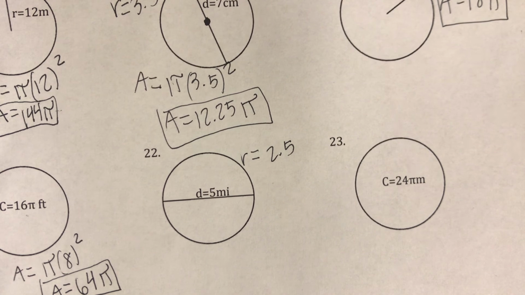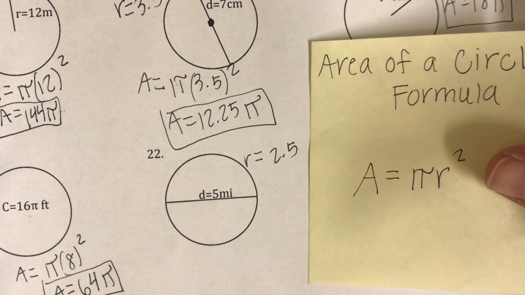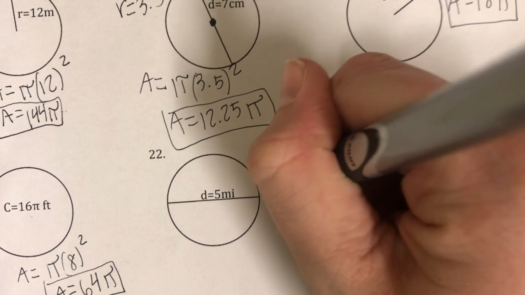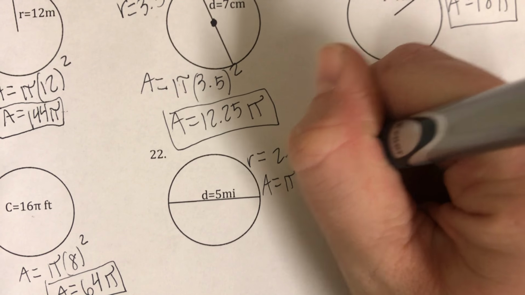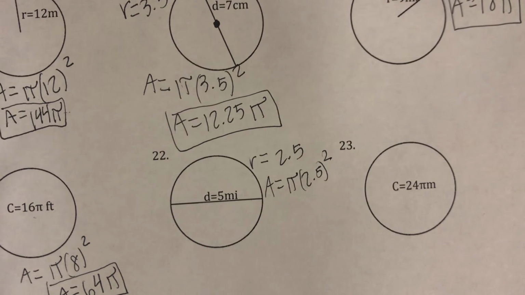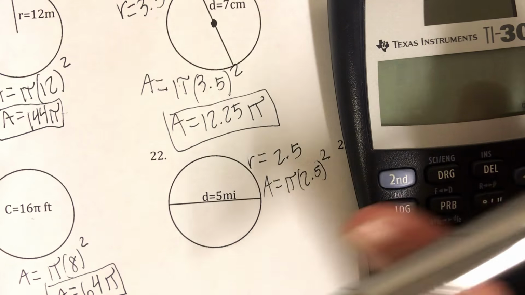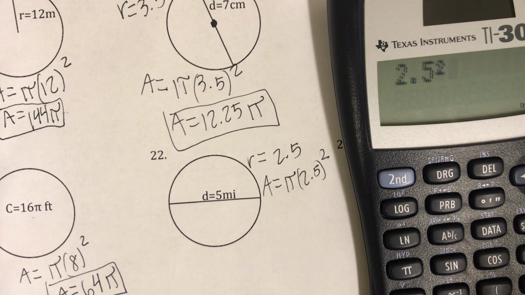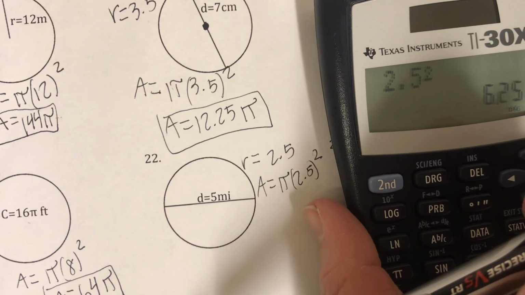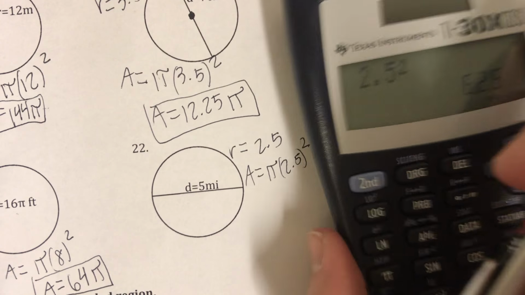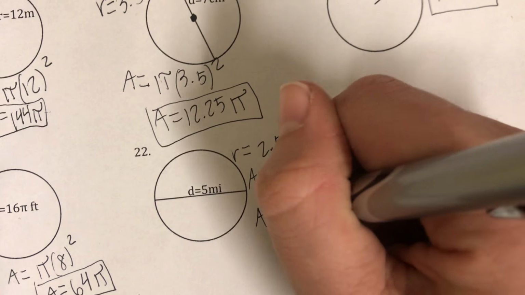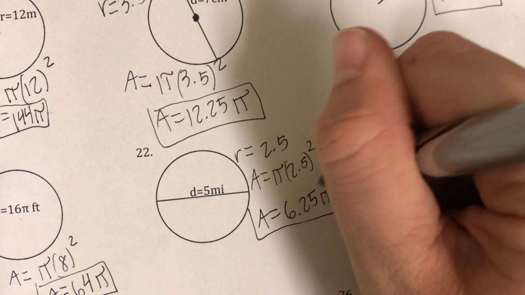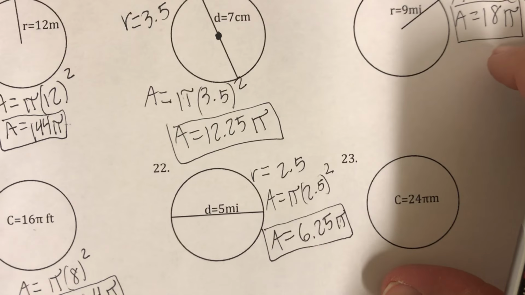Now we plug it into this lovely formula. Area is equal to pi r squared. So area is going to be equal to pi times 2.5 squared. I think I know what 2.5 squared is, but I don't want to mess up, so I'm going to type it into my calculator. Yep. So area is equal to 6.25 pi. And circle that. Box it in.